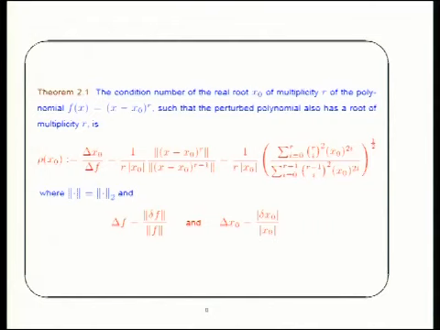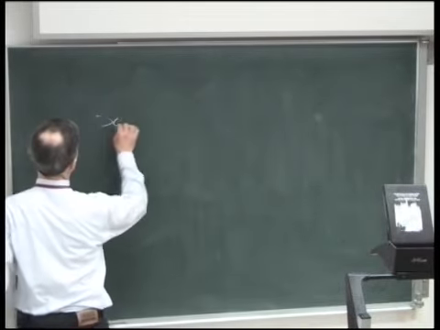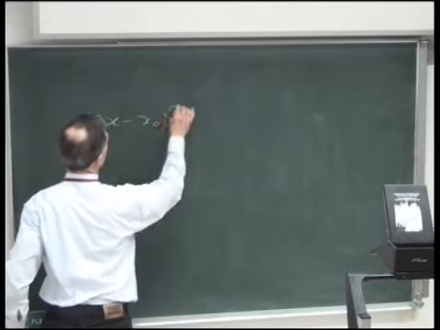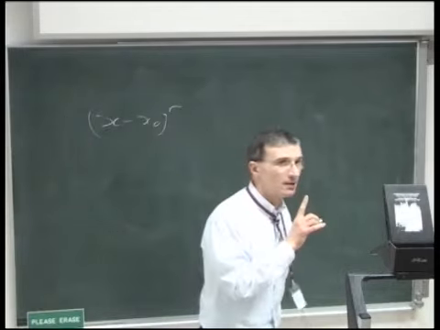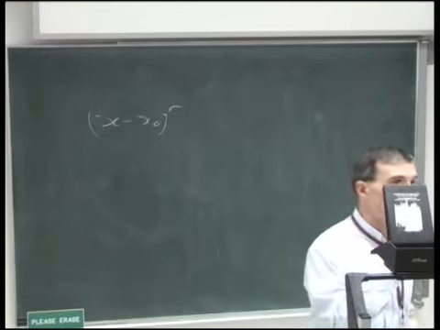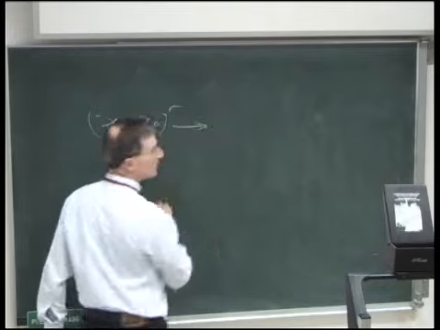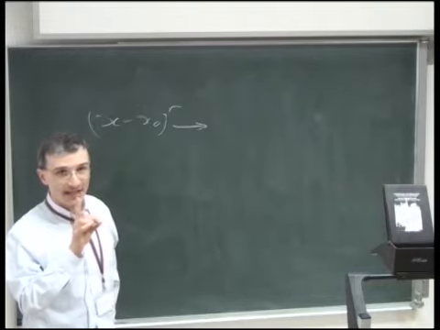You want a small change in the input to give you a small change in the output, and this is measured by a condition number. Suppose I have a polynomial (x - x₀)^r, and I'm going to perturb it. But I'm going to keep it on the manifold, so I have to keep the multiplicity constant, but not the value of the root.